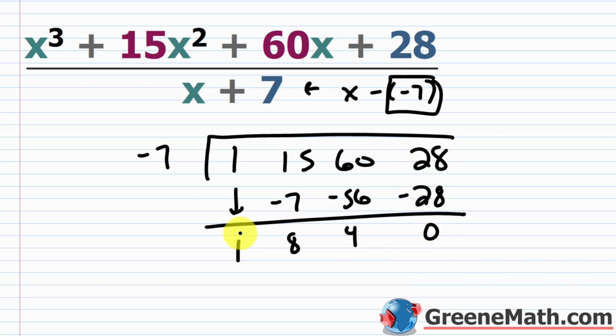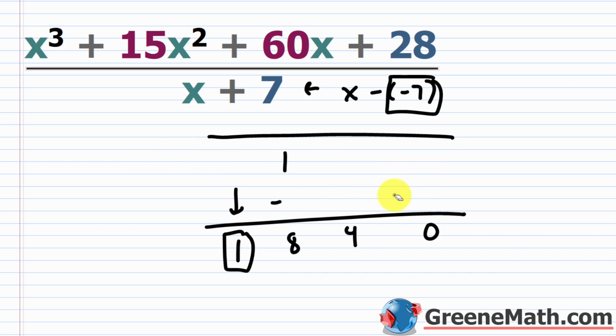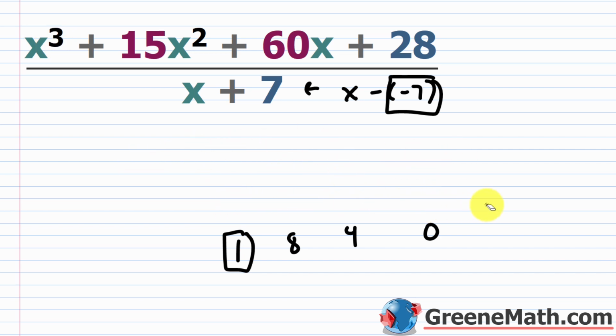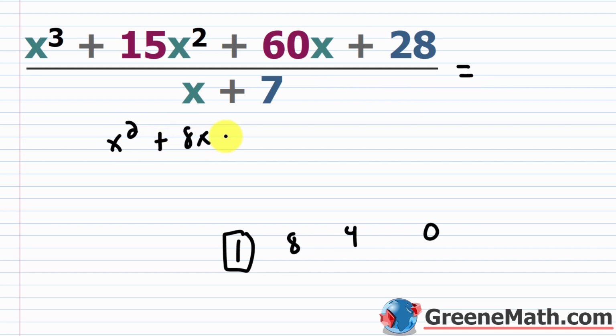So again, this coefficient right here starts things off. If this guy was x cubed, well, now I'm going to have x squared. So in my answer, you can just erase this. You don't really need it anymore. You just need these numbers. The answer, let me put equals, and let me get rid of this, is just going to be x squared, and then I'm going to have plus 8x, and then plus 4. And that 0 there would be your remainder, which means you don't have a remainder. So my answer here is x squared plus 8x plus 4.